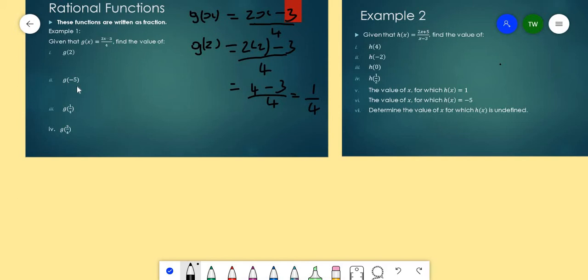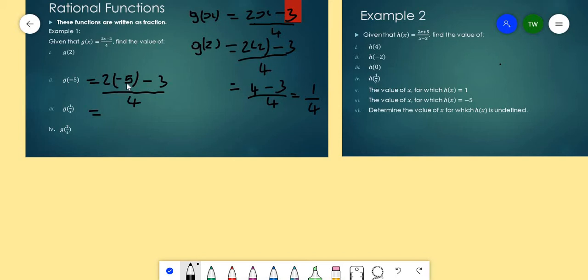Now we are also asked to find g of minus 5. So g of minus 5 is going to equal 2. We're going to open a bracket, and where we see x, we're going to replace it with minus 5. So it's going to be minus 5, minus 3, all of that divided by 4. And then we simplify our answer, and we're finished.